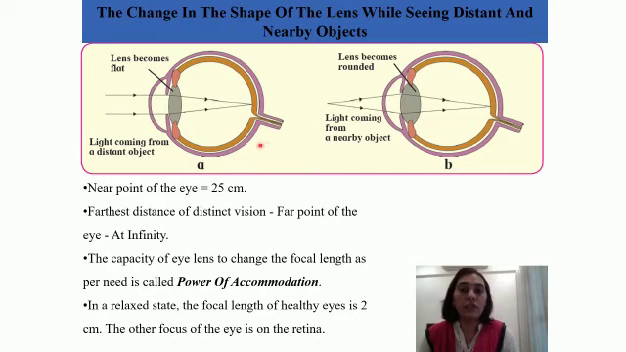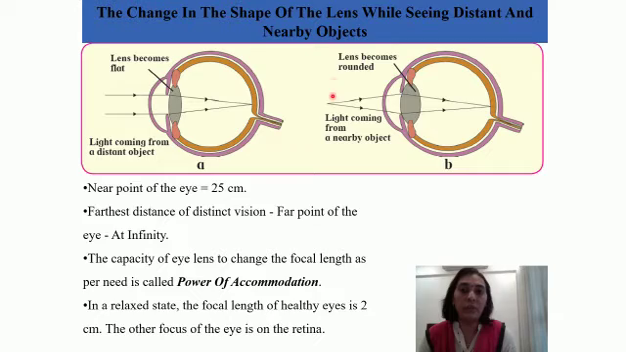Secondly, light coming from a nearby object. When you are viewing any object which is close to you, the shape of the lens again changes. You can see the curvature has increased, or we can say the lens bulges out. And due to the bulging out of the lens, the focal length decreases. This is the change in the shape of the lens that is brought about when we are seeing a nearby object. So the focal length decreases and we can see the nearby objects clearly.